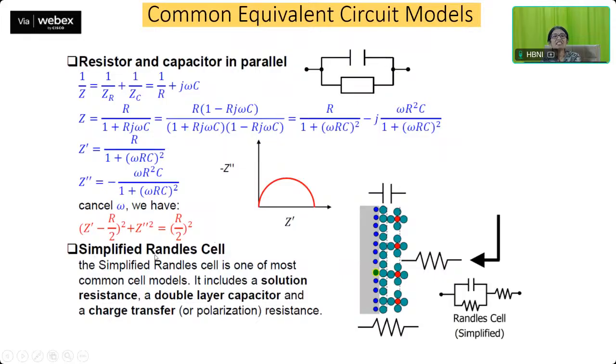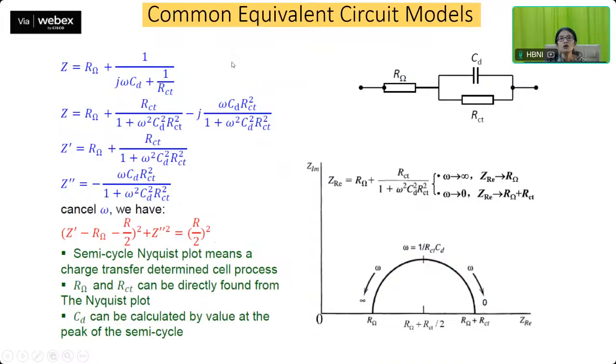So if you have a simplified Randles cell, this is one of the most common cell models. It includes a solution resistance, as you can see over here. Then it has a double layer capacitor, and then a charge transfer. So you have a double layer capacitor over here, a charge transfer over here, and a solution resistance. This is how your simplified Randles cell is going to look when you are drawing the equivalent circuit. So this is one of the most common equivalent circuit models you will find.